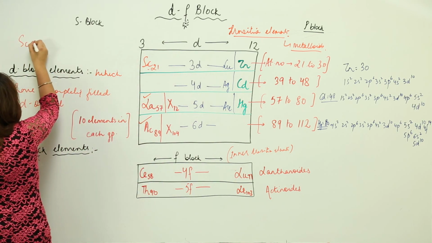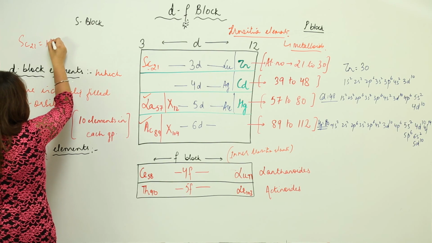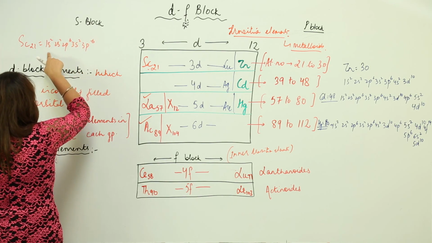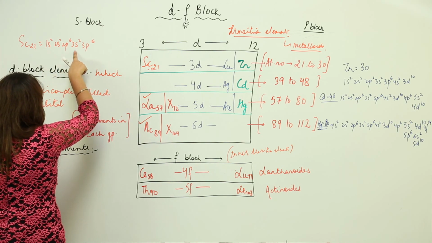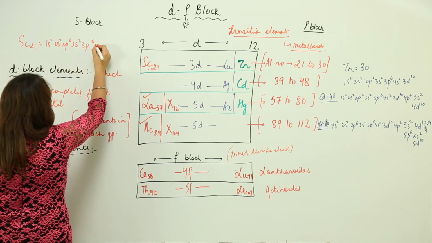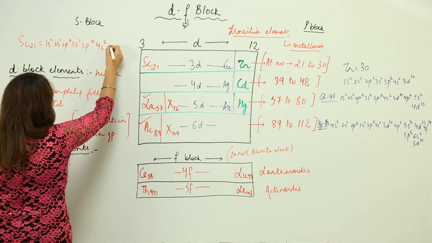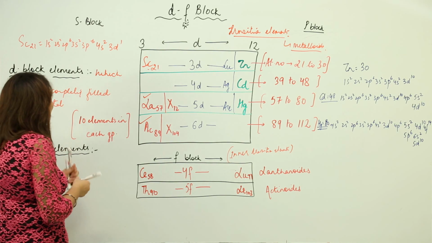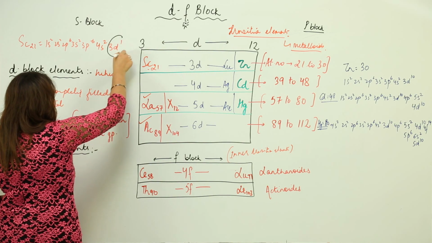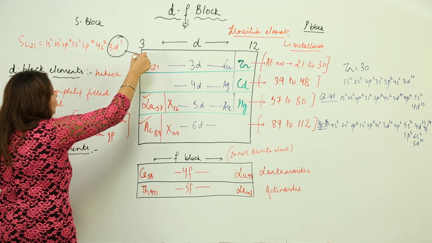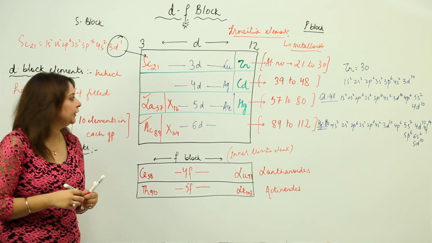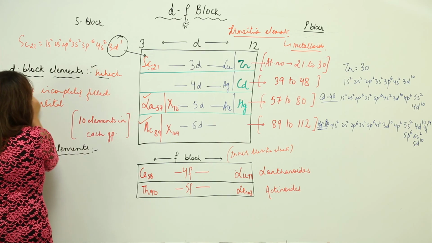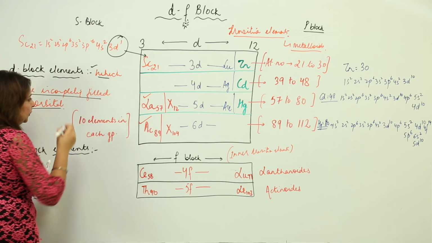So I can just show you with an example. If I write its configuration, it is going to be 1s2, 2s2, 2p6, and so on up to 21. As you can see, they have incompletely filled d orbital, so that is why it is a member of d block. So we can say the d block elements are those which have incompletely filled d orbital.